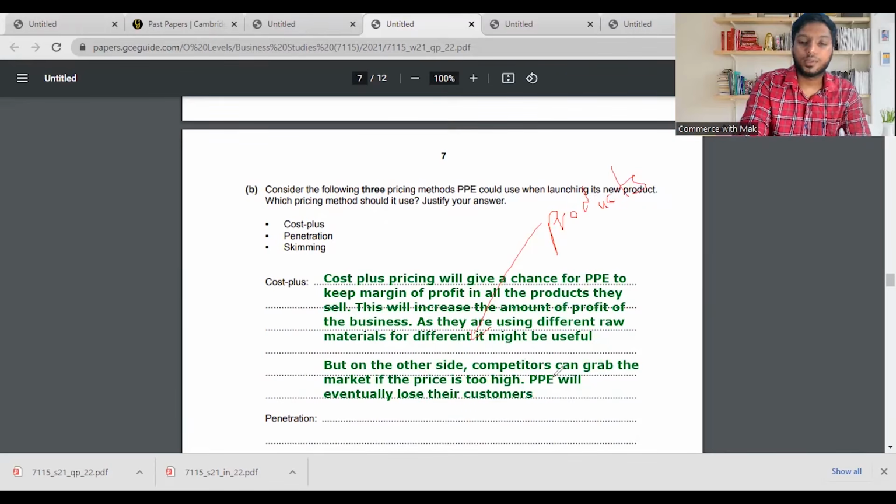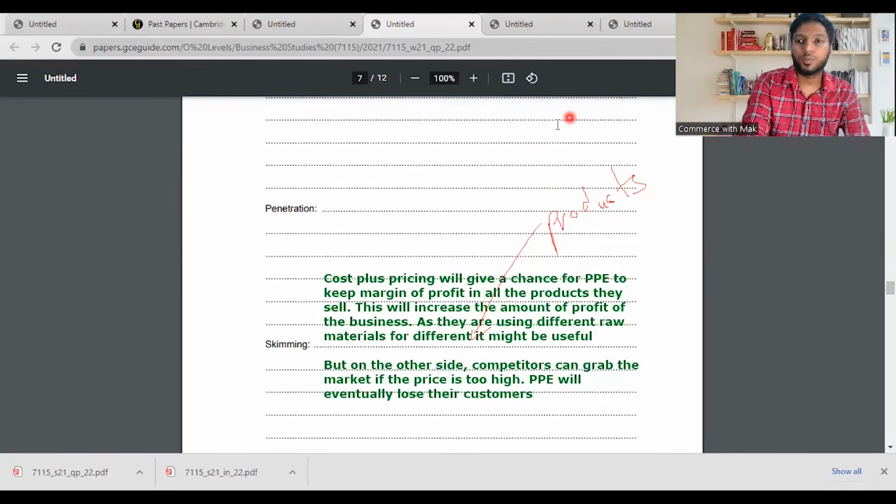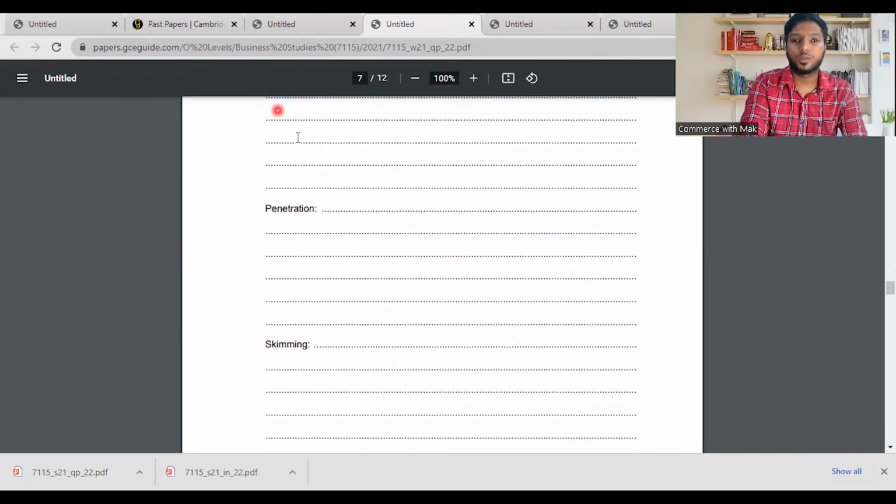But on the other side, competitors can grab the market if the price is too high. PP will eventually lose their customers. On the next part, we will speak about penetration pricing. So we have written already for 3 marks. For 3 marks, I have written almost like 4 points. It's too much, but it's okay, because sometimes the examiner might love your point or might not love your point, so you will lose what you have.